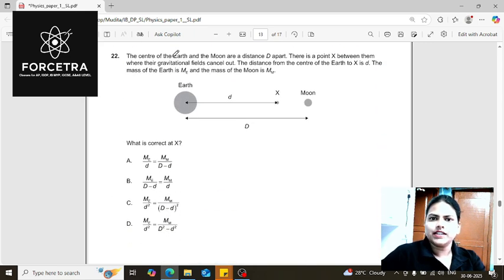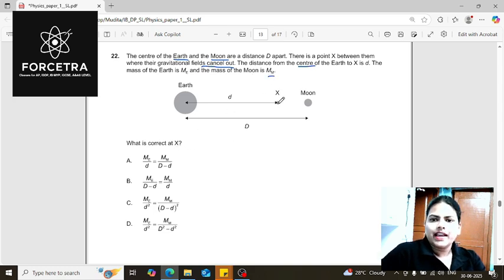Next question, the centers of Earth and the Moon are at a distance capital D. So this is Earth and Moon. There is a point X between them where the gravitational fields cancel out. The distance from the center of Earth to this X is small d. The mass of the Earth is Me and the mass of the Moon is Mm. What is correct at X?